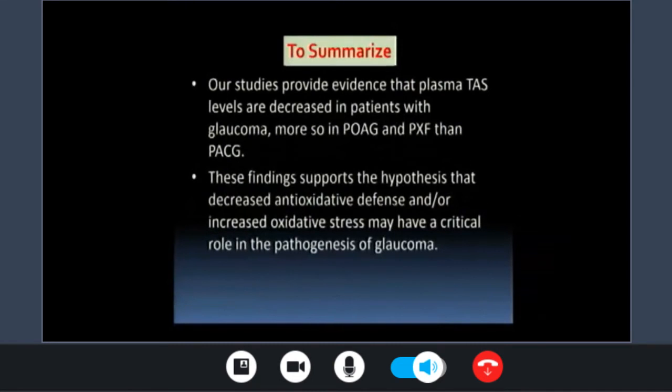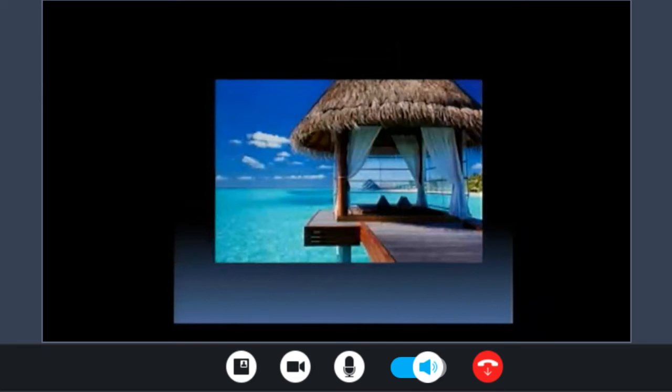To summarize, regarding glaucoma and oxidative stress, our studies provide evidence that total plasma TAS levels are decreased in patients with glaucoma, more in open angle and pseudoexfoliation, less and not statistically significant in angle closure glaucoma. This finding supports the hypothesis that decreased antioxidant defense or increased oxidative stress may have a critical role in the pathogenesis of glaucoma. I know this is difficult to digest, but let us go and relax with other things.